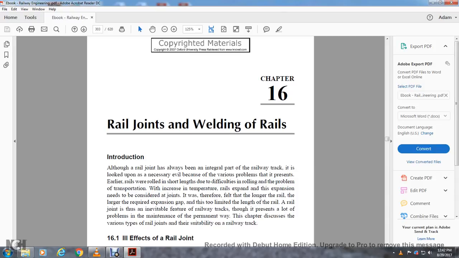It is looked upon as a necessary evil because of the various problems it presents. Early rails were rolled in short lengths due to difficulties of rolling and problems with transportation. With increasing temperature, rails expanded and the expansion needed to be considered at the joints. If rails were laid longer, a larger expansion gap would be required. The rail joint is therefore an inevitable feature of the railway track that presents a lot of problems in the maintenance of the permanent way.